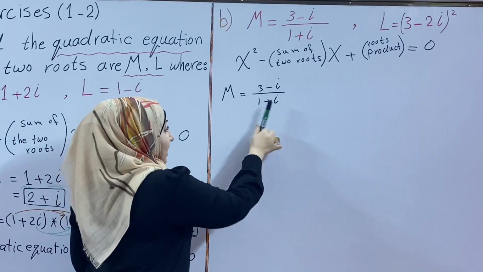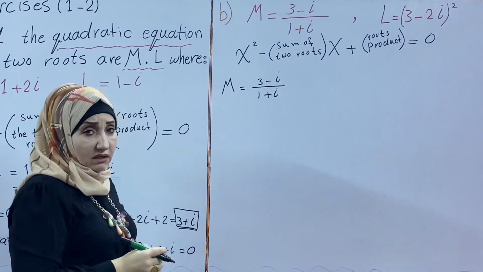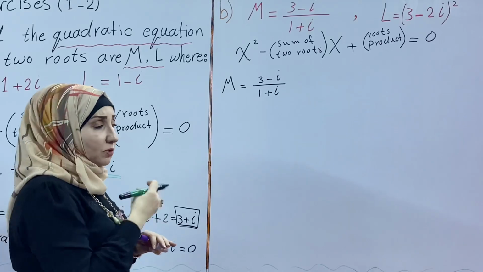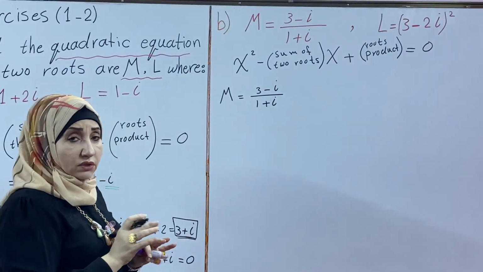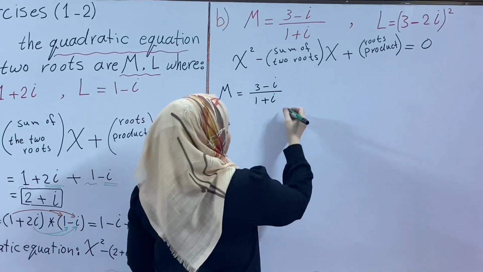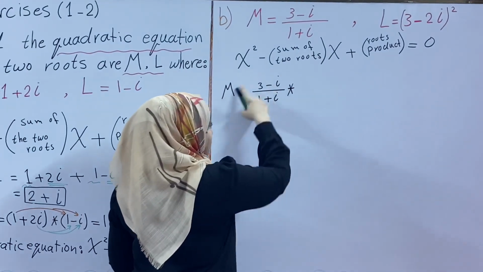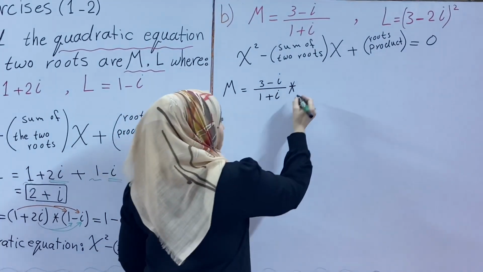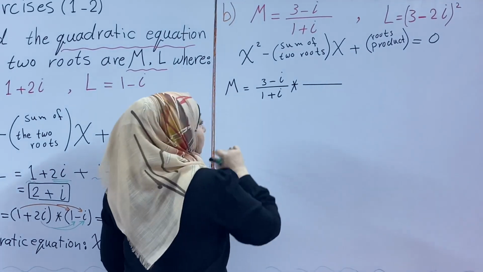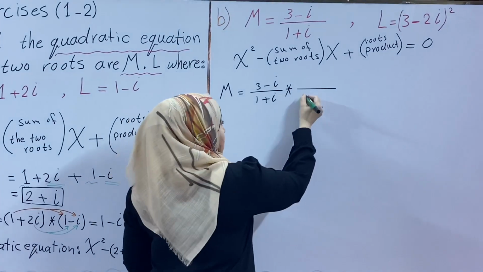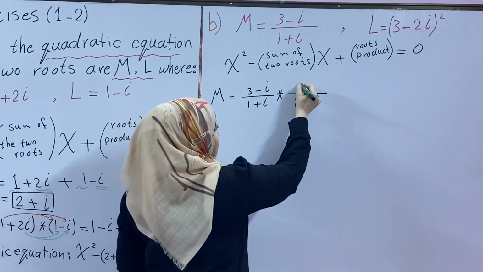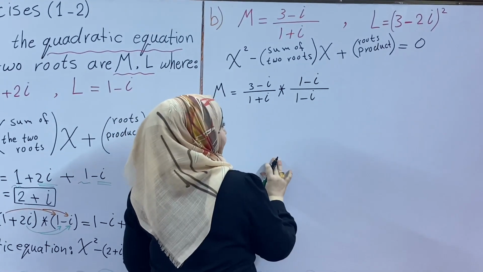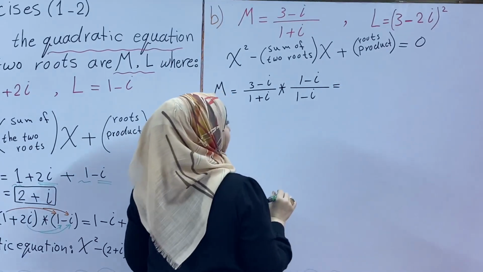Can we find I in the denominator? No. We want to simplify this complex number, so we will multiply by the conjugate of the denominator. The conjugate of the denominator is 1 minus I. And now we will simplify.